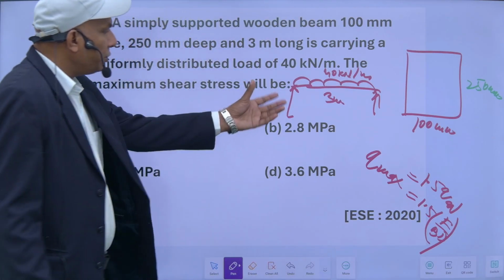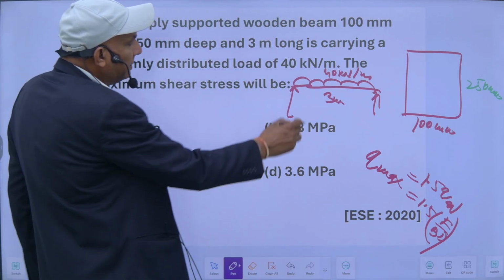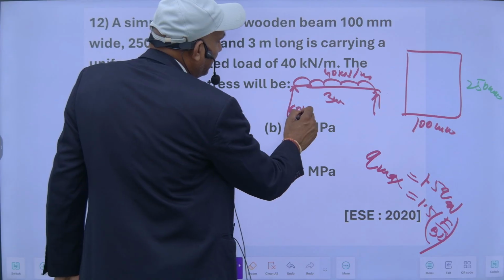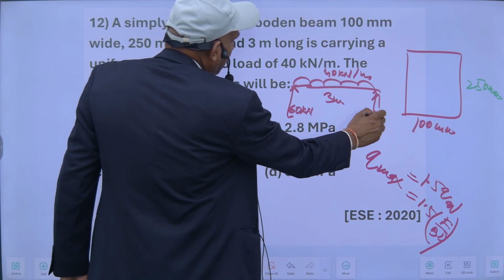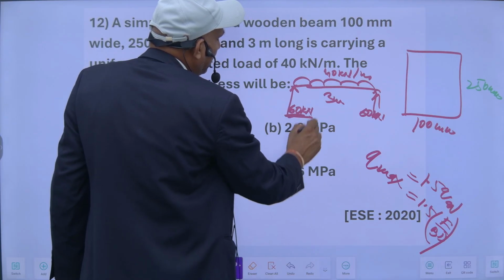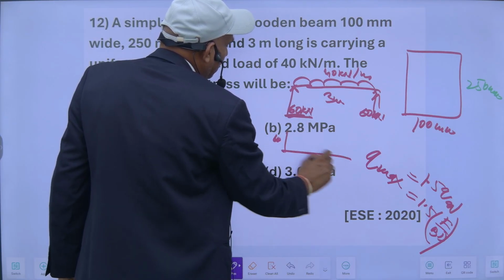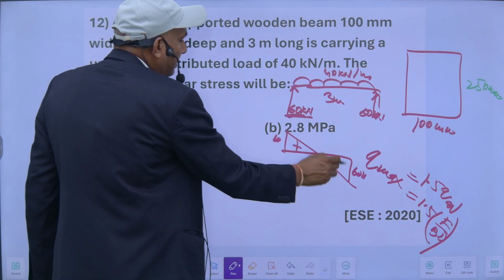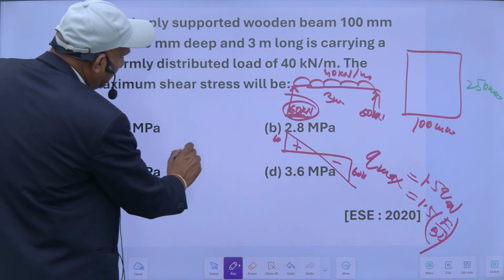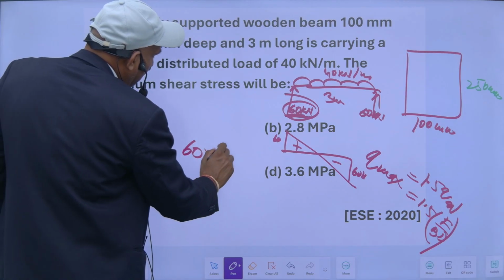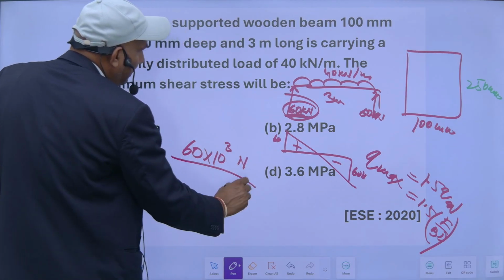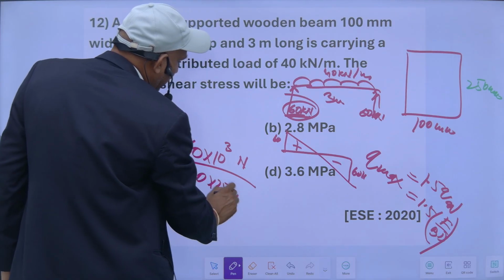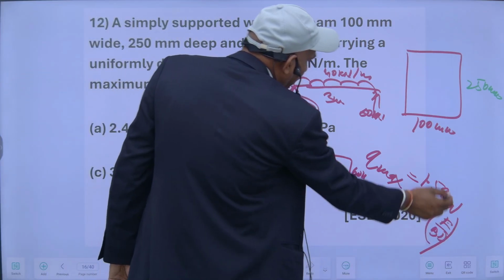So what will be the shear force will be maximum here? It will be 40 into 3 is the total load, 120 kilonewton. So reaction here will be 60 kilonewton and 60 kilonewton. So my shear force here is 60 kilonewton. This is the shear force. So maximum shear force is this 60 kilonewton, divided by its cross section area. This is 100 into 250. So this will give Q average, F upon BD.